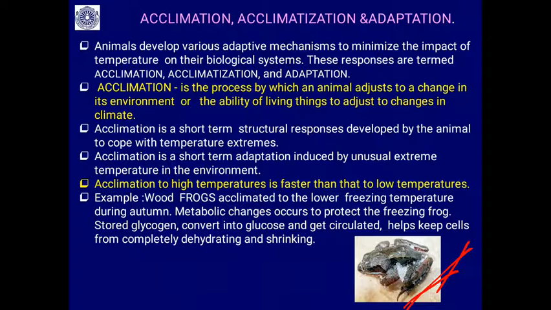Similarly, you will find if a frog, or any animal, reared at 25 degrees centigrade is placed into 15 degrees centigrade, suddenly it will adjust to that temperature, and it will be able to sustain. So, that is what you can see as acclimation.